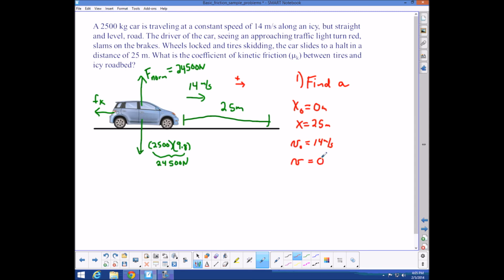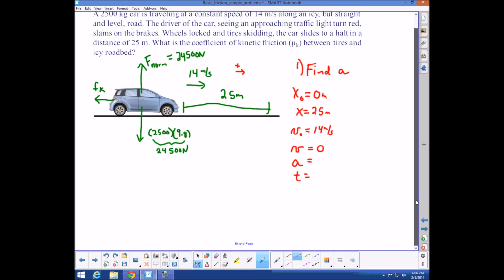The car eventually stops, so the final velocity is 0. So we're going to need the acceleration. And something that sometimes we're given in the problems, but not in this case, is time. And so to solve for the acceleration, we're going to look for a way to do it that doesn't involve the time. And that would be to use the equation that relates the velocity and the position. The final velocity squared equals the initial velocity squared plus 2 times the acceleration times the displacement, x minus x0.